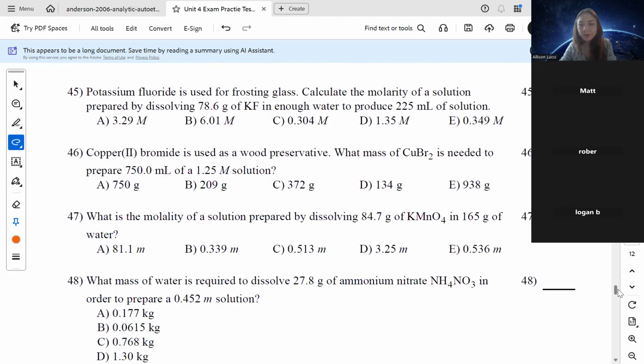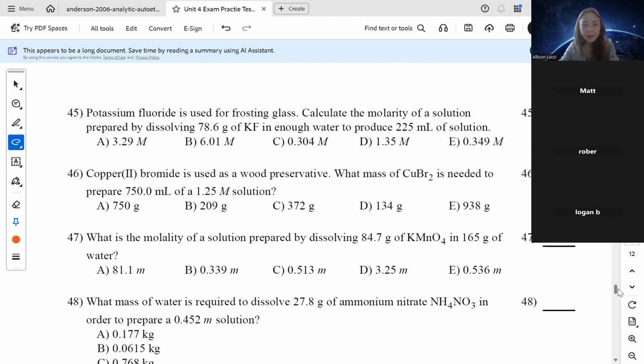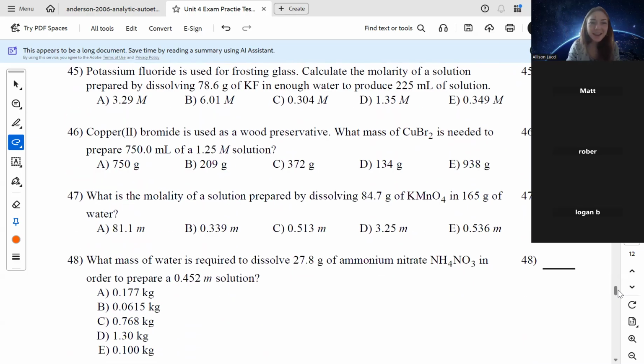All right, let's do at least one of these here, and then I'll pause for a second. So let's do 45 together. We're asked here to calculate molarity. This is towards the end of our chapter. We're given 78.6 grams of potassium fluoride, and we want to produce 225 milliliters of solution. So first we need to get moles.